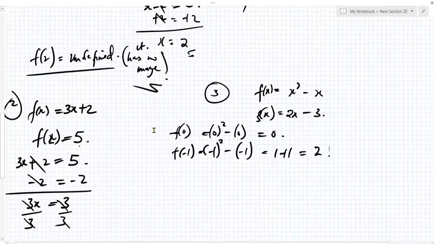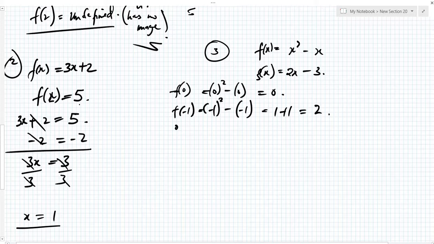Now you have g of 0. So for g of 0, this is the g of x, so wherever we see x, we put 0. So it will be 2 times 0 minus 3. So 2 times 0 is 0. 0 minus 3 will give you minus 3.